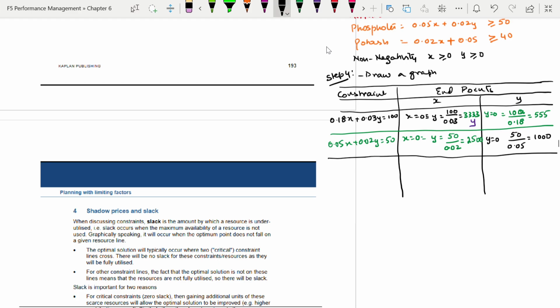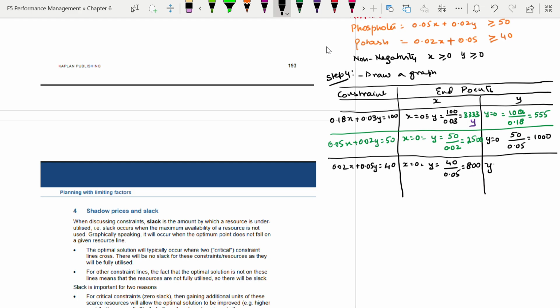What is the last one? 0.02x plus 0.05y equal to 40. X equal to 0, then Y comes to how much? 40 divided by 0.05. How much will it come to? It comes to 800.